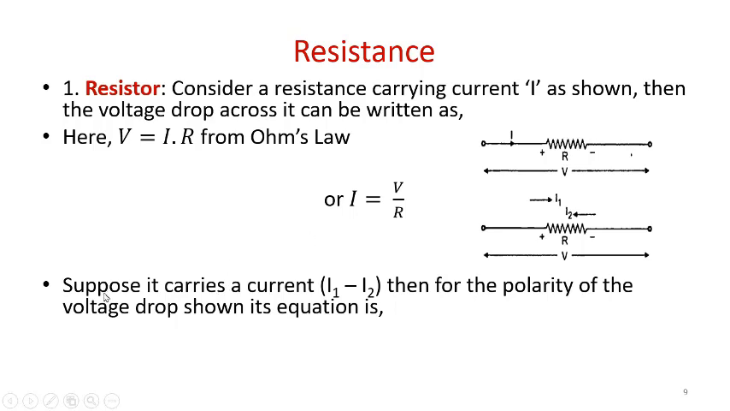Suppose it carries a net current, that is I1 minus I2. Then for the polarity of the voltage drop, the equation is shown as below, that is V is equal to the difference in current, I1 minus I2, into R. So the net current flowing through this resistance will be I1 minus I2.